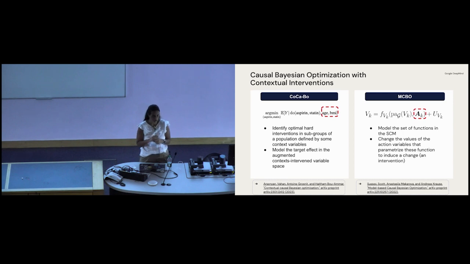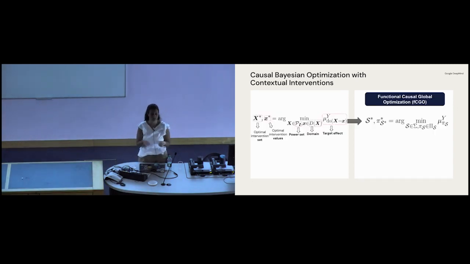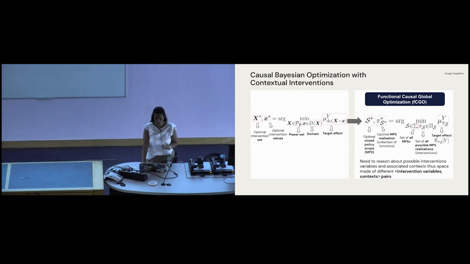And generally, modeling the structural causal function is quite difficult. Now, another way to think about this problem is to frame it as we did so far, as an optimization problem, in which instead of now considering a search space of intervention values and intervention variables, we think about mixed policy scopes. A mixed policy scope is just a collection of intervention variable-context pairs.